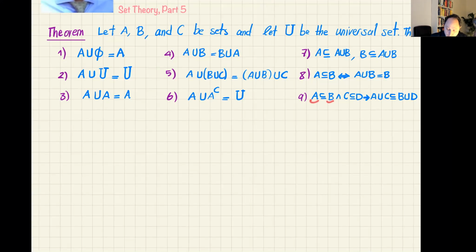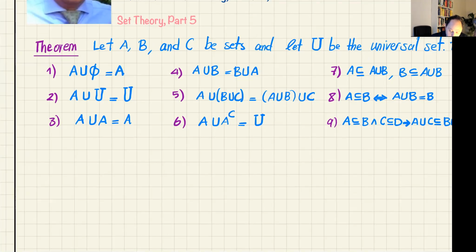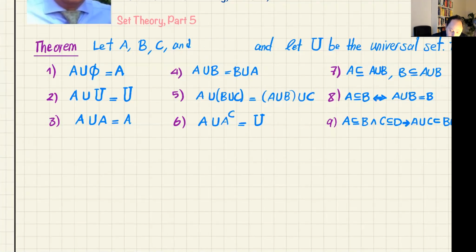So if A is a subset of B, and C is also a subset of D, I can union them side by side. I can say that A union C remains a subset of what I get if I do the same thing with the right-hand sides B and D. So in principle, if I want to write my theorem correctly, I need to write, let me just write it a little bit smaller, C and D. Okay, so these are the properties of the union I want you to know.